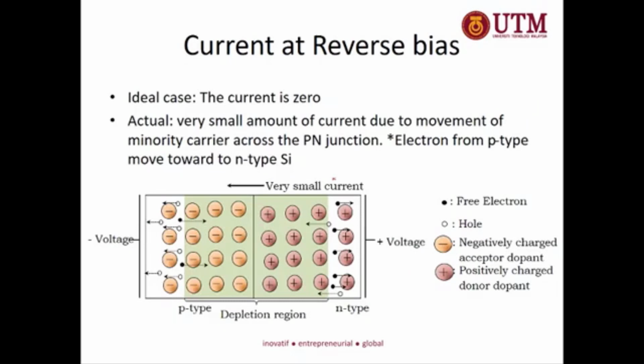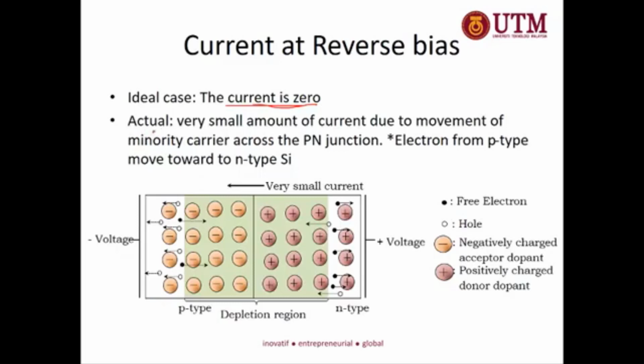So next we move to the part of the reverse bias. In the previous slide, we discussed the properties of diode based on the forward bias characteristic. How about at the reverse bias? We know that at the reverse bias of the diode, the ideal case, the current is 0. So let's do some revision. Why is the current 0? The current is 0 because there is very small amount of current that can pass through the PN junction.